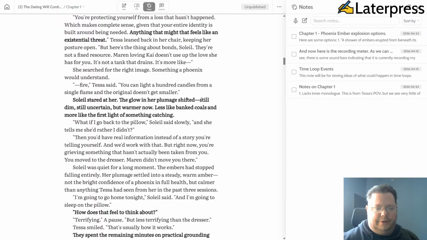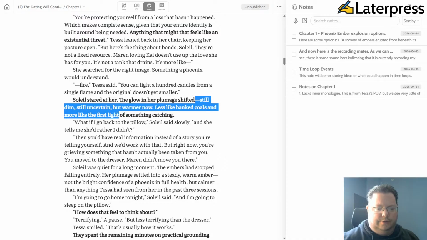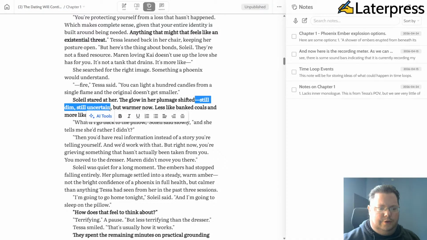Again, here's three things. 1, 2, 3. Less like banked coals and more like the first light of something catching. I would trim this down. So, stared at the plumage. The glow in her plumage shifted, comma, warmer now.